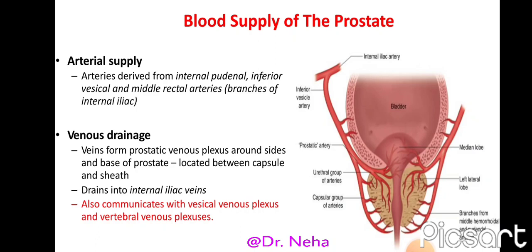Then the venous drainage. The veins from the prostatic venous plexus surround the sides and the base of the prostate and located between the capsule and the sheath. These drain into internal iliac veins. These internal iliac veins communicate with the vesical venous plexus on the anterior side and vertebral venous plexus on the posterior side.